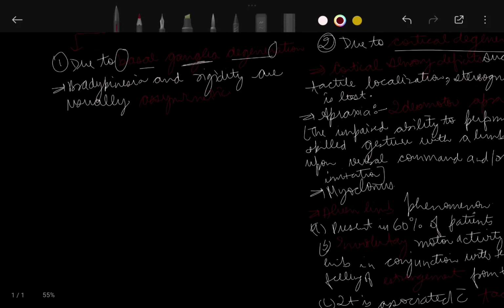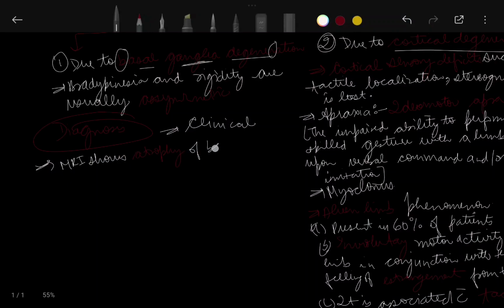Now coming to the diagnosis. It is mainly based on the clinical features only. It is mainly clinical only. And MRI shows atrophy of the basal ganglia plus cortex.